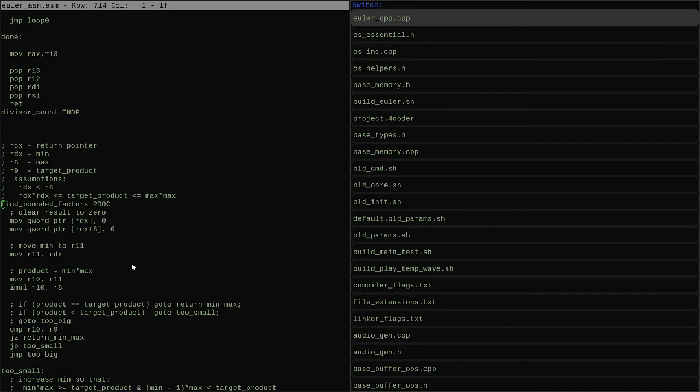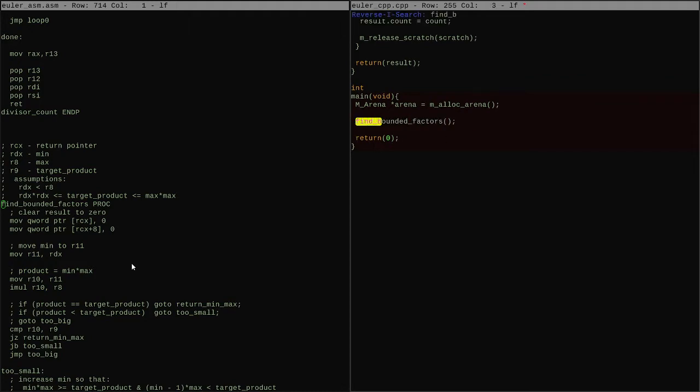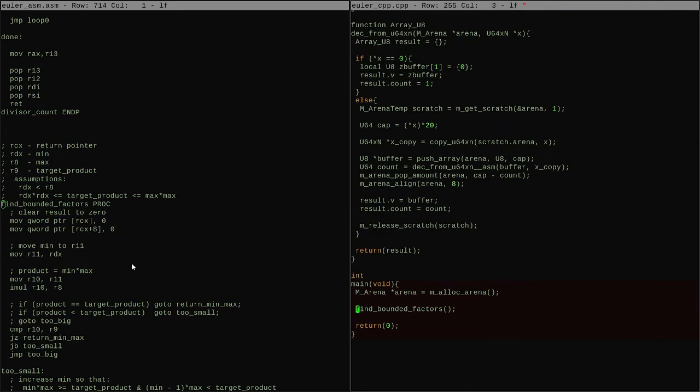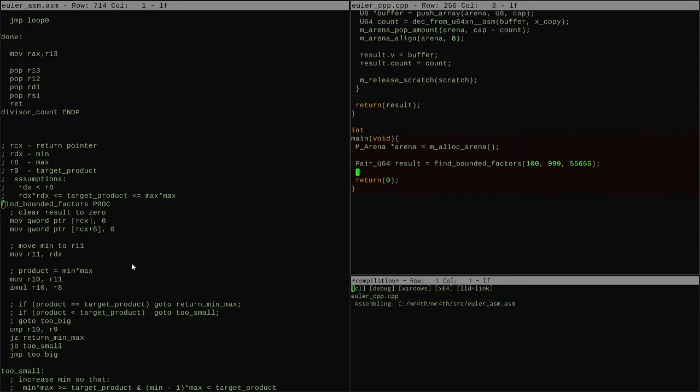So let's see, let's test that real quick. Find bounded factors. Remind me of the signature to that function. A min, a max, and a target, and I get back a pair. Okay. So I want something that's at least 100, no bigger than 999, and has a product of 55,655. What do you got? Does that work? Can you do that?